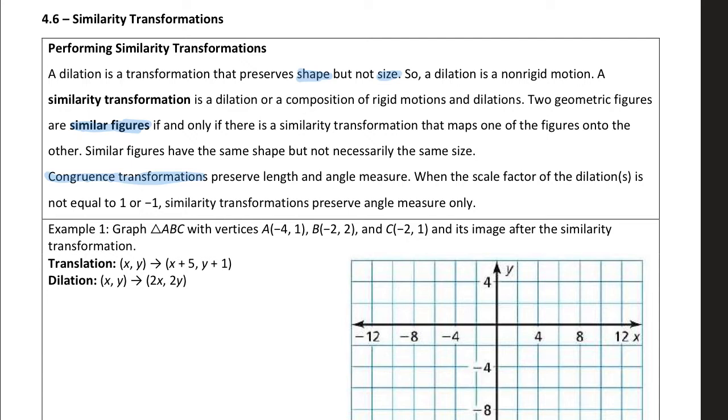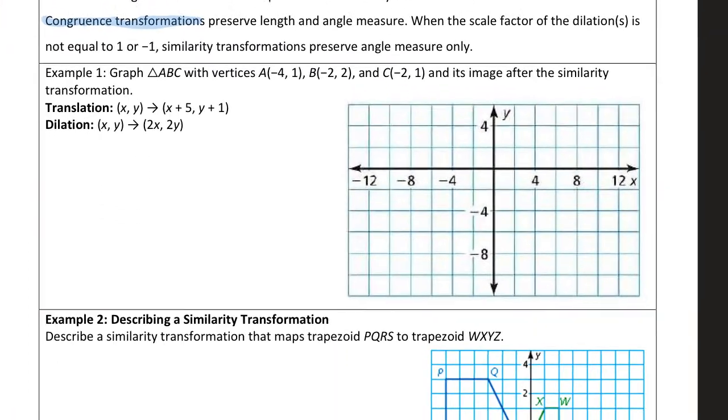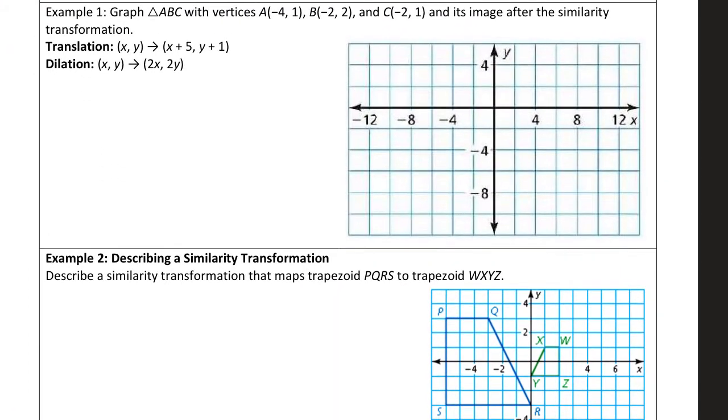So the shape stays the same. The angle measures preserve the shape. The side lengths preserve the sides. If I make a dilation, that changes the side lengths, but not the angle measures. That preserves the shape of our figure. An example of a similarity transformation is a translation and a dilation, both happening.